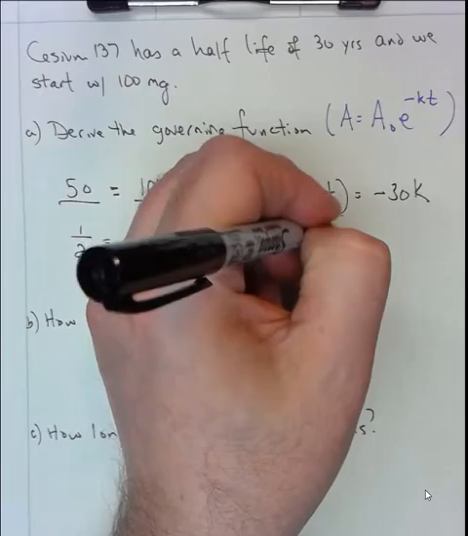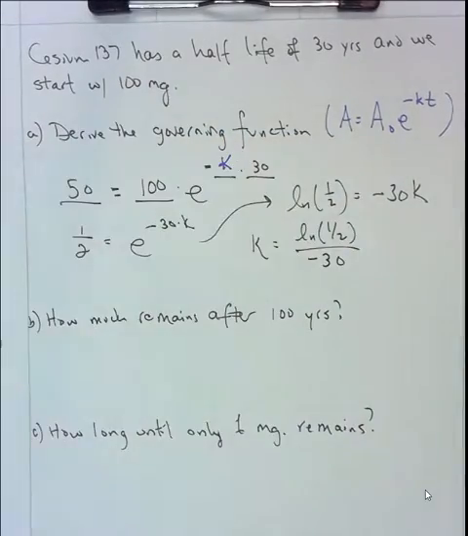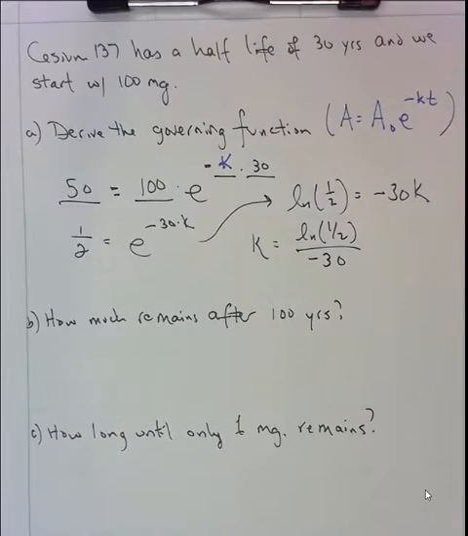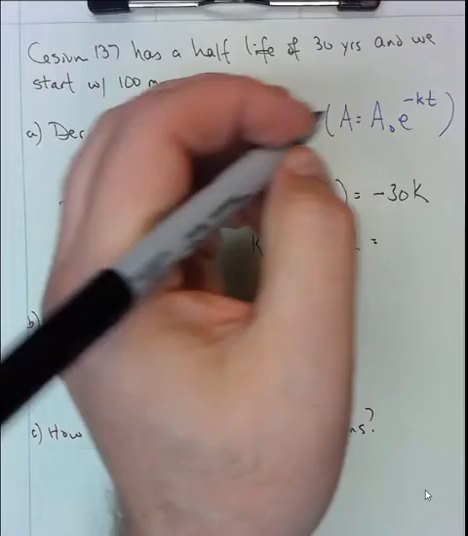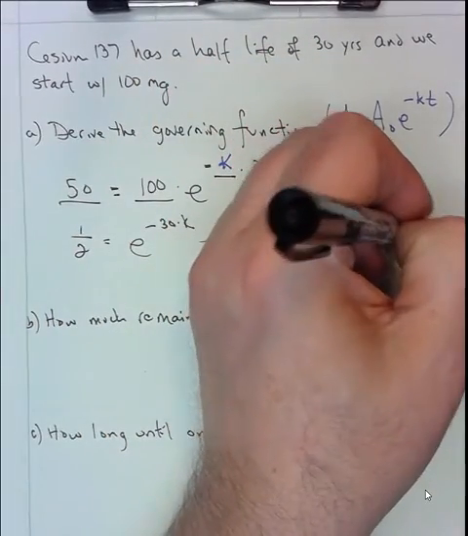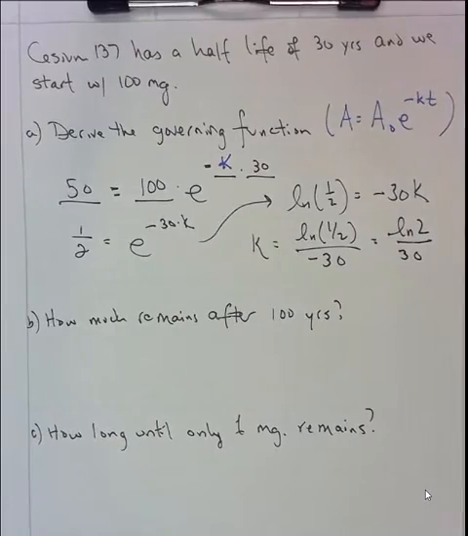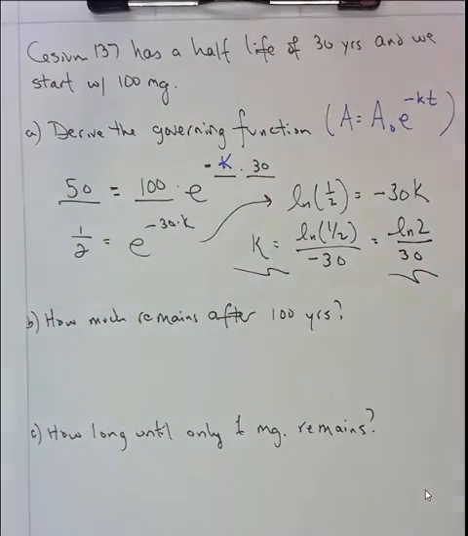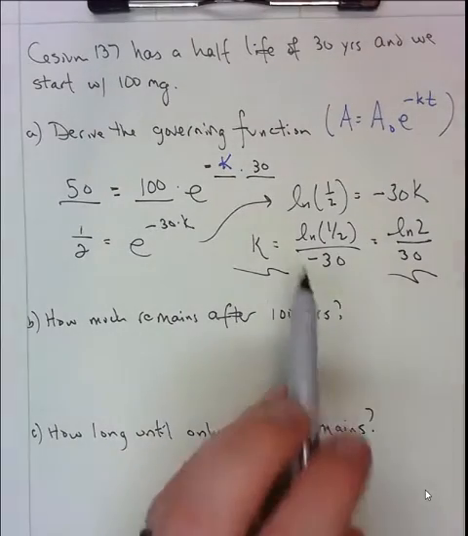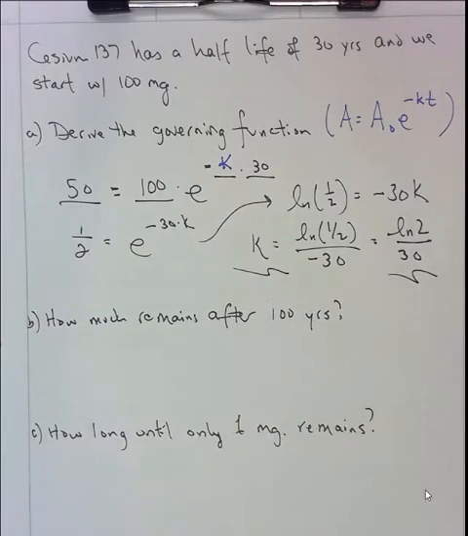It's negative the natural log of 1/2 over negative 30. Remember that the natural log of 1/2 is minus the natural log of 2. And so we can write natural log of 2 over 30 as the decay constant. Or you could leave it like this, but that's more cluttered. You could also, again, punch this into a calculator and get the decimalized version of it.